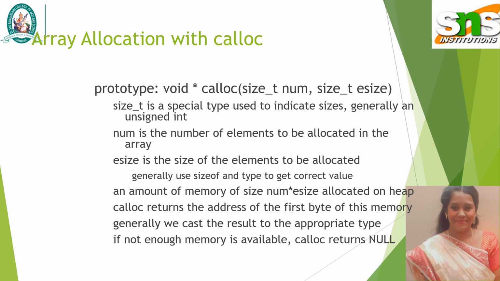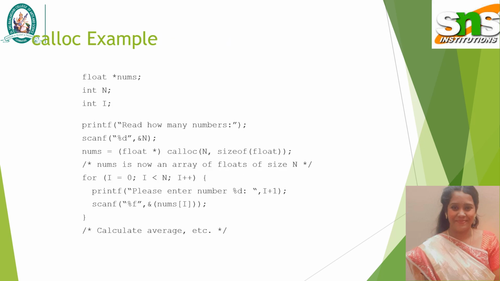The syntax of calloc is void star calloc, size_t num, size_t size, where we use a particular calloc function. The num here is the number of elements to allocate, whereas size is the size of the element. So this is an example of calloc, and we have used the keyword calloc, allocating the size of the particular value to a memory management function.